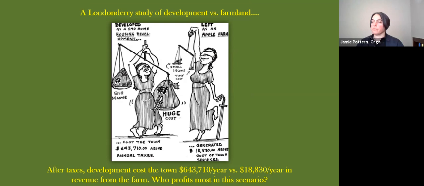In this case, in Londonderry, they took a real-life scenario to show just how much more expensive a 240-lot housing subdivision was when compared to leaving it in farmland. After the annual property taxes were paid, they showed it would be the cost of an additional $643,000 annually to provide services to those houses between the added students at the school, the cost of police, fire, sewer, all of those expenses compared to a net revenue of about $18,000 a year from the farm. The question is, what would you like your community to look like?